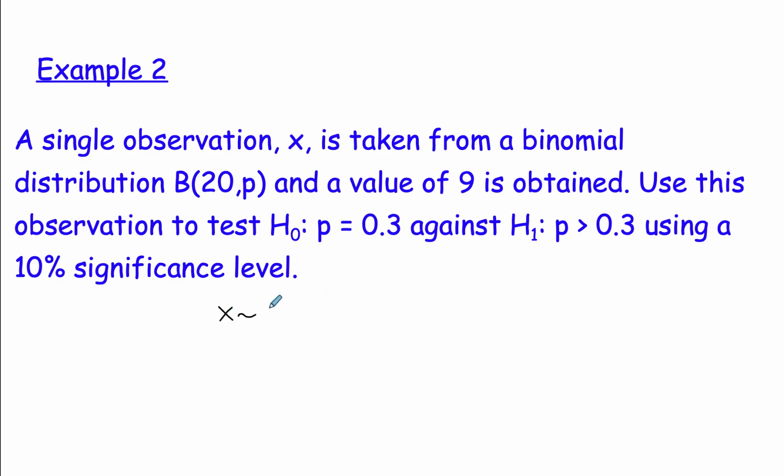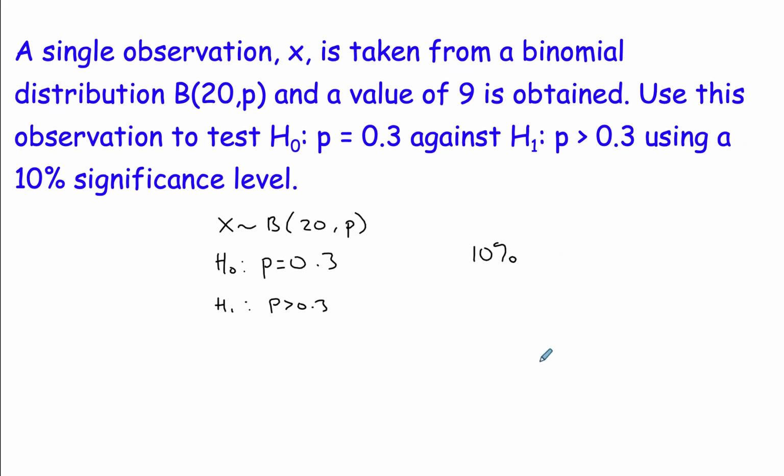So we've got that X is binomial, still 20. That's not particularly exciting, that we're still in 20, but we have that the probability is 0.3 for the null hypothesis, and the probability is greater than 0.3 for the alternative hypothesis. And this time we're doing a 10% significance level. So I'm going to do the same thing as before. I'm going to find the critical region, and then compare it to the value of 9 that we got.